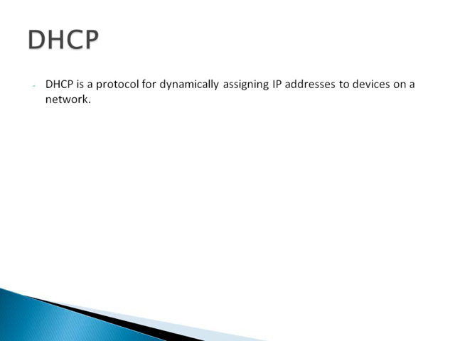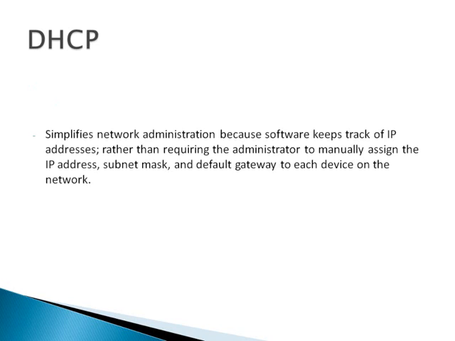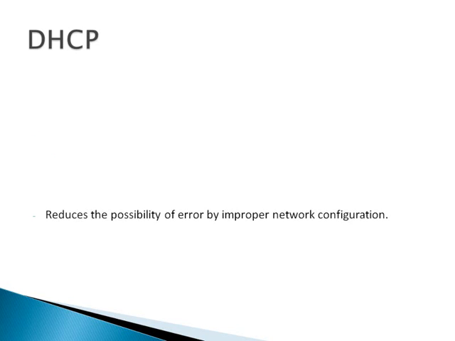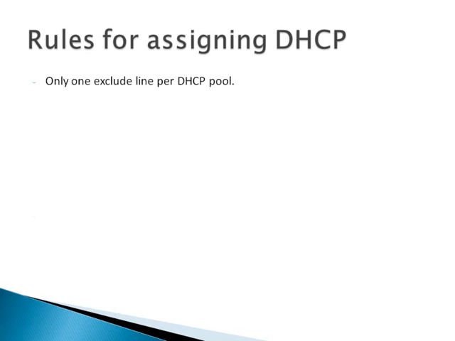Dynamic Host Configuration Protocol, or DHCP, is a protocol for dynamically assigning IP addresses to devices on a network. It simplifies network administration because the software keeps track of the IP addresses, rather than requiring the administrator to manually assign the IP address, subnet mask, and default gateway to each device on the network. It reduces the possibility of error by improper network configuration.